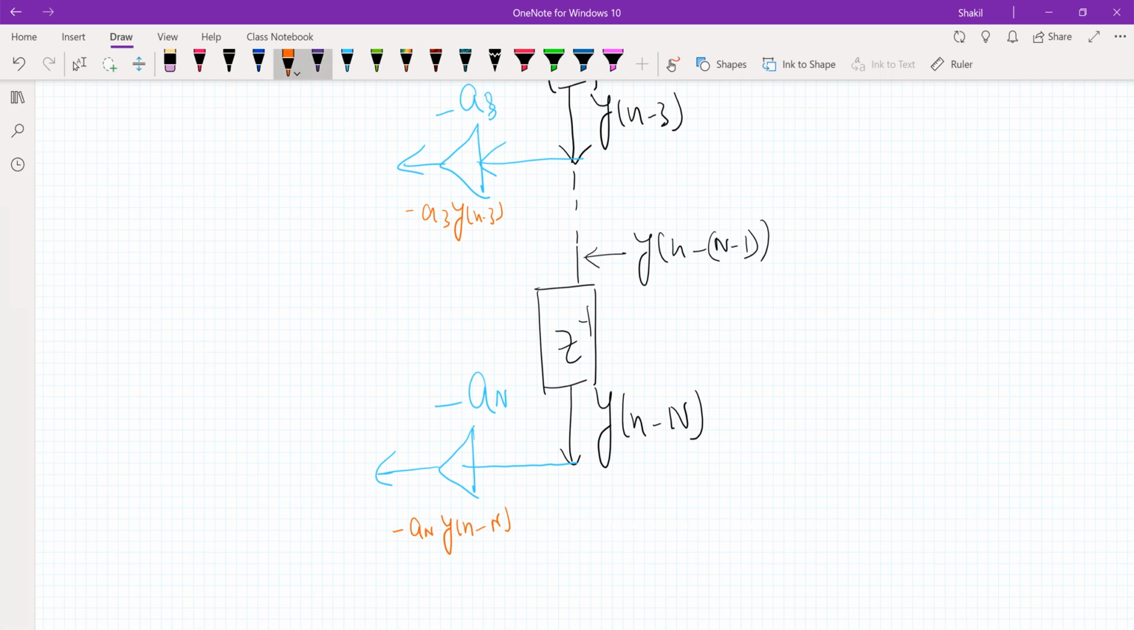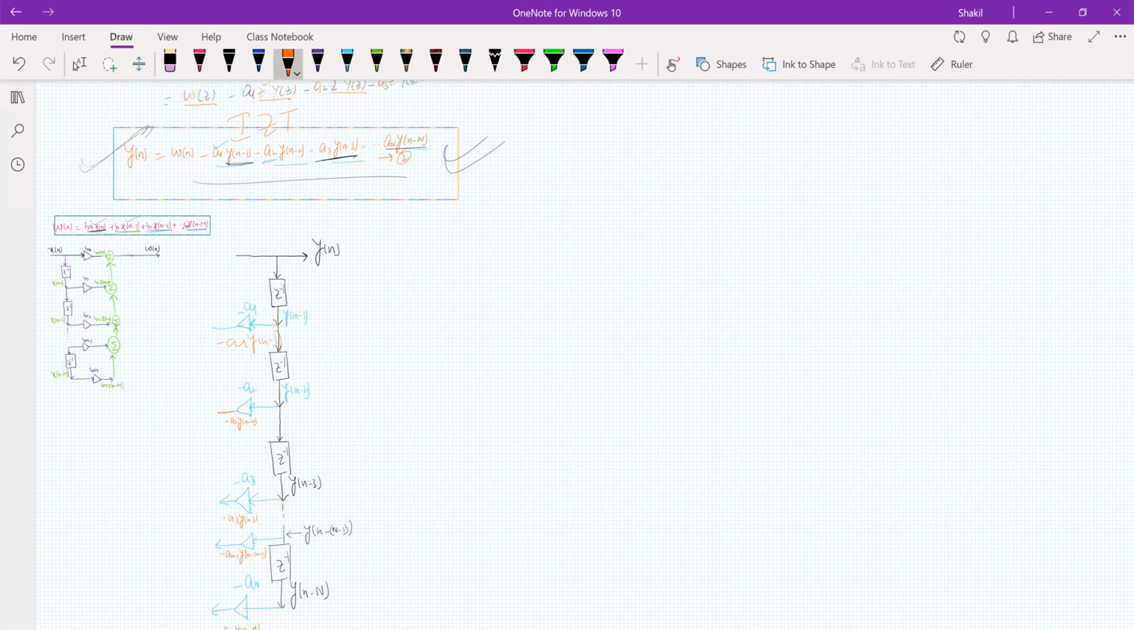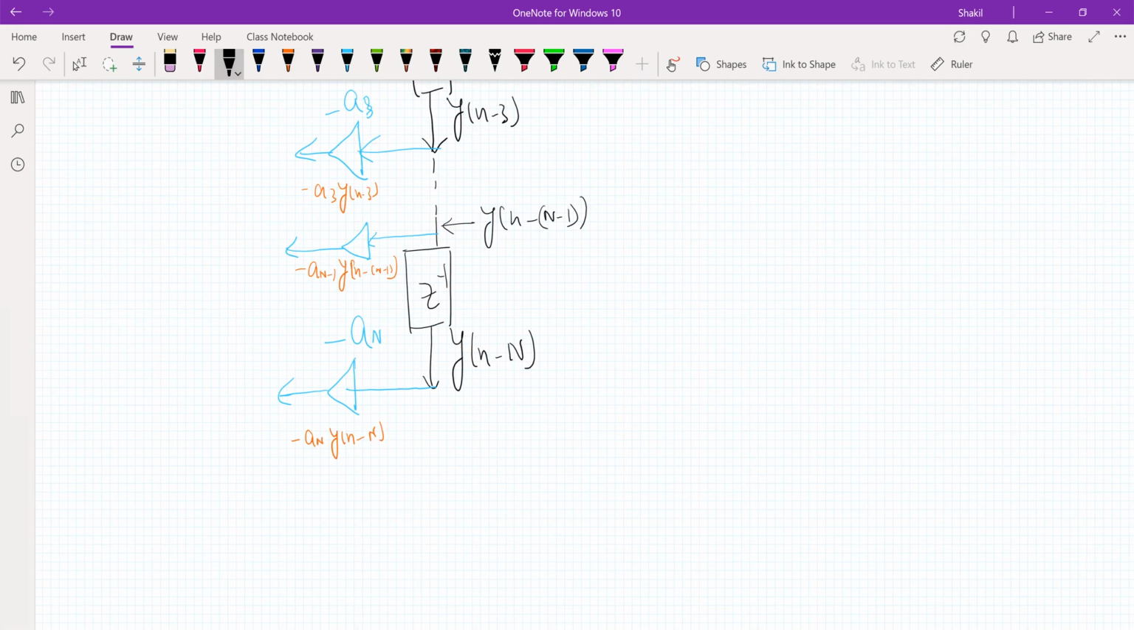And if I represent the input that is before this, I can write it like this: minus a_N y of n minus N minus 1. Alright, please try to understand this. Then how do I add these terms? Adding using a summer, right? First adding these two terms, then adding this to the next, and so on, and continuing this way, you will have the second equation. So this is the summer.